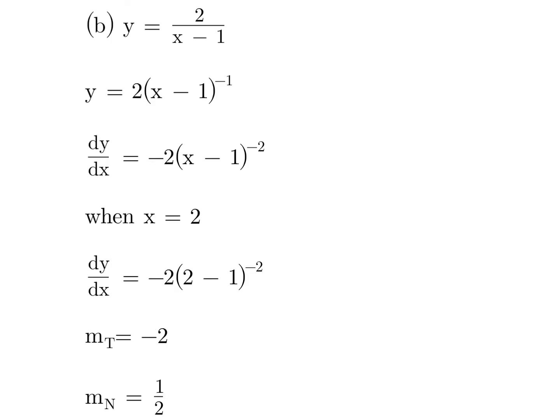For the curve 2 over x minus 1, rearrange it to 2 times (x minus 1) to the power of -1. Differentiate: power down the front, times by the differential of the inside, and lower your power by 1. So you end up with -2 times (x minus 1) to the -2. When x equals 2, you substitute that in, so the gradient of your tangent is -2, so the gradient of your normal is a half.